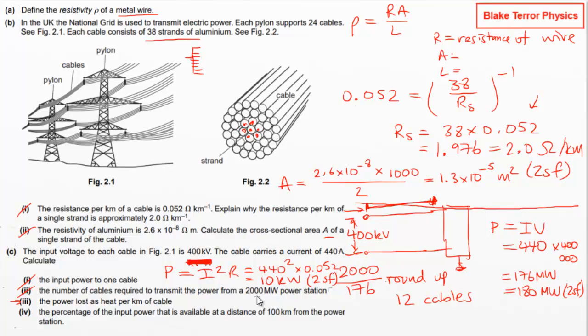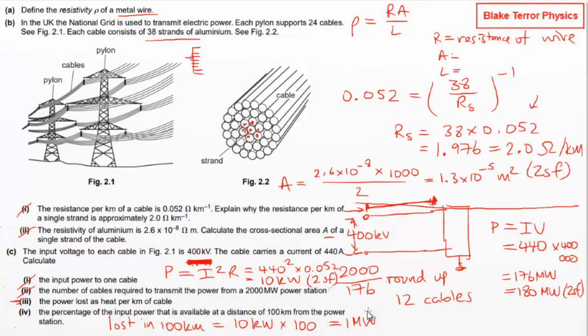So what is the percentage of the input power that's available at a distance of 100 kilometers? If we're losing that every kilometer, the power lost in 100 kilometers is going to be equal to 10 kilowatts multiplied by 100. So that's going to be 1 megawatt. So we're losing 1 megawatt in 100 kilometers.